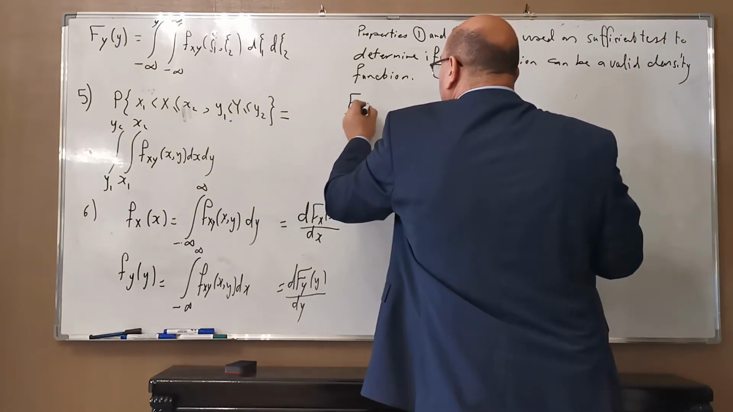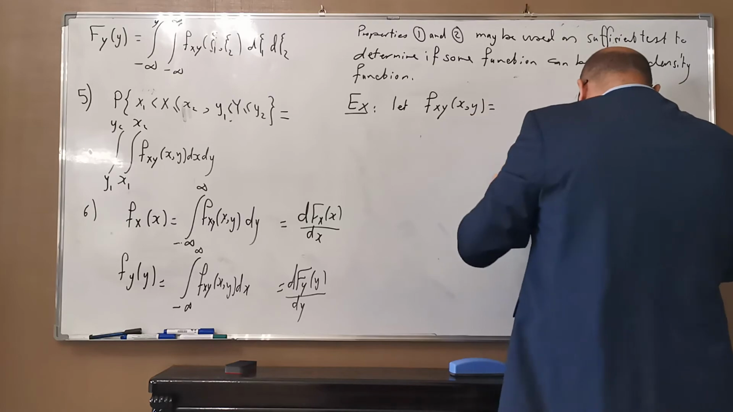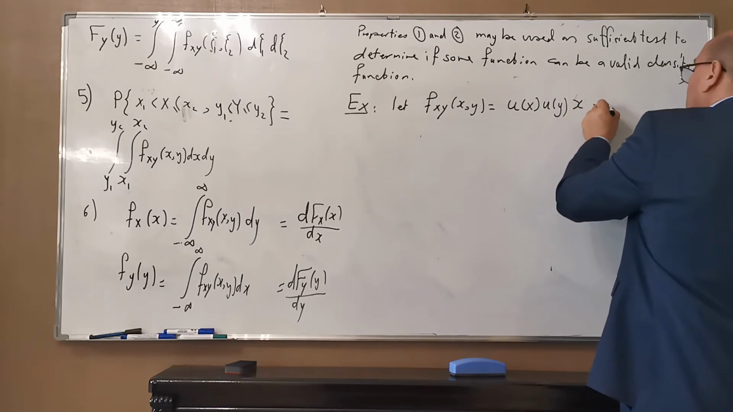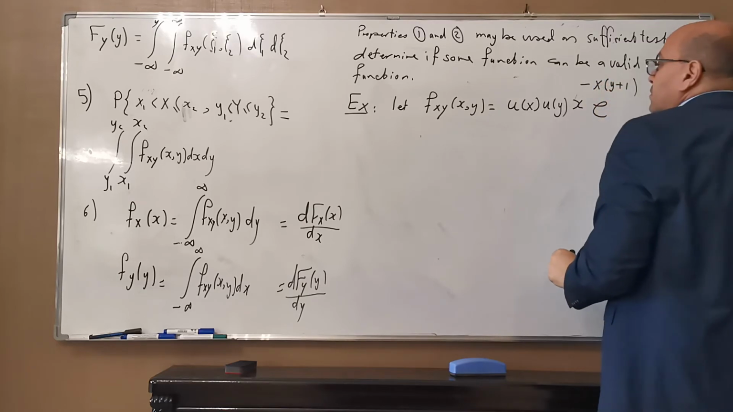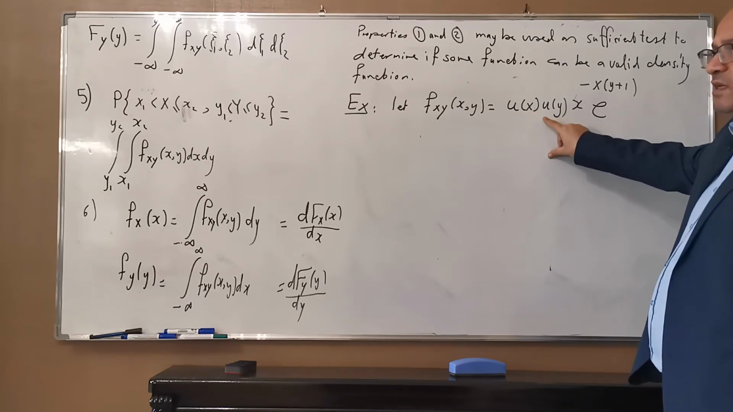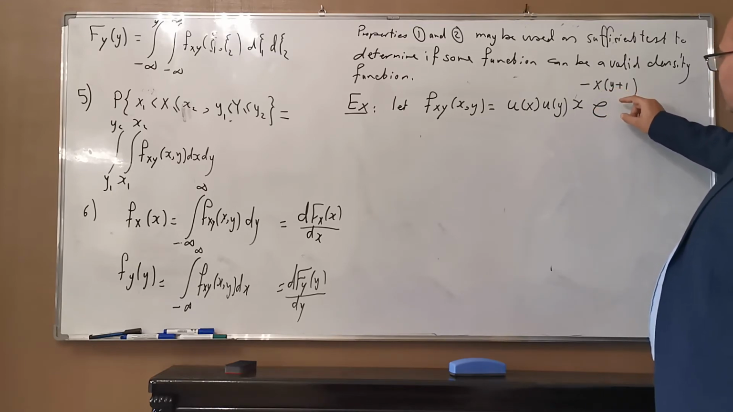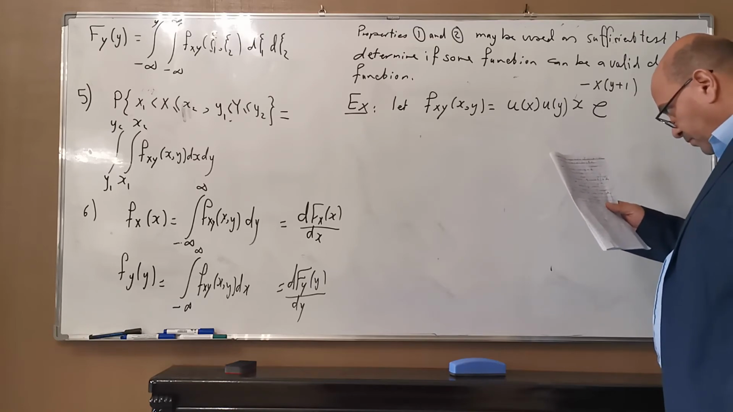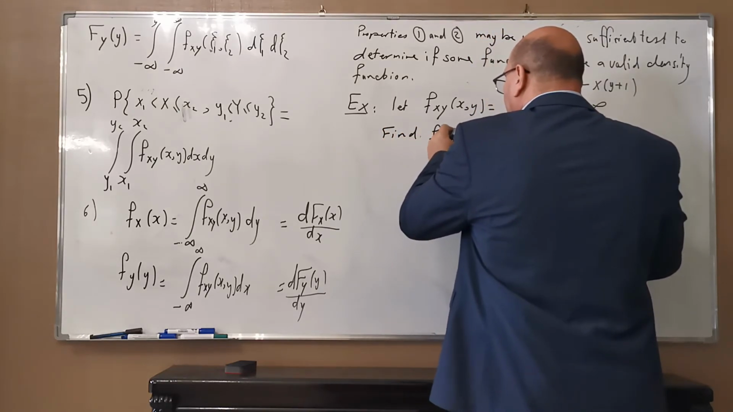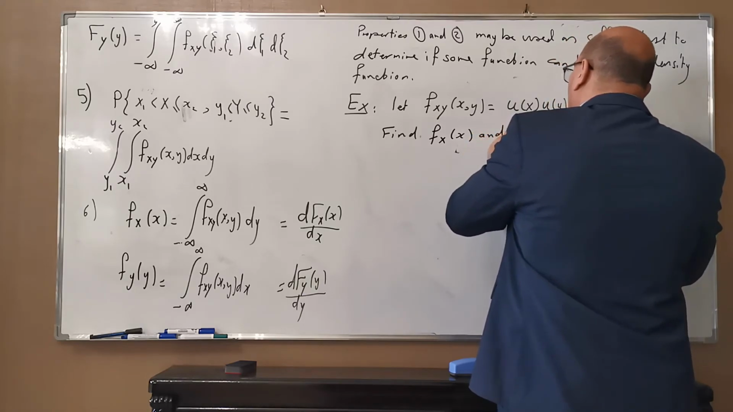Let's take an example. Let f_XY of x and y equal u of x, u of y, x e to the minus x times (y plus 1). So this is two-dimensional and it's in the first quadrant, because it is multiplied by u of x and u of y, meaning x is positive and y is positive. This is the joint density. The requirement is to find the marginal densities f_X of x and f_Y of y.